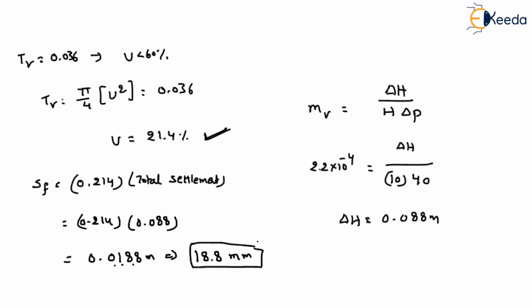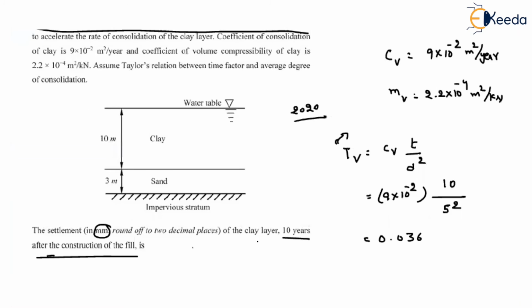So here, depending upon the given data, we have to use the corresponding equation. Here they have given the volume compressibility, so that's why we have used the volume compressibility equation for finding the settlement, right?